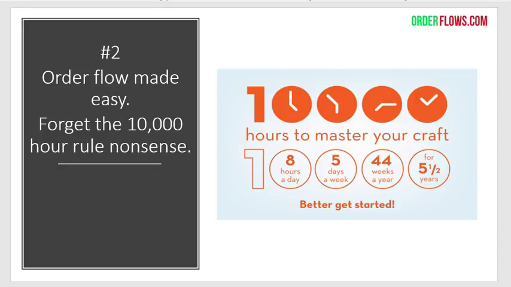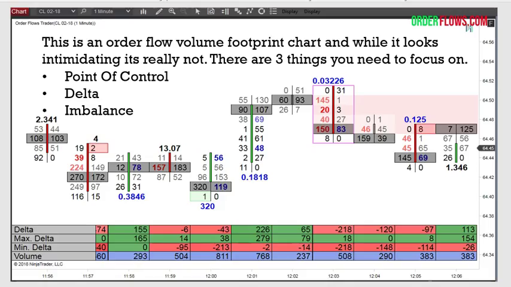And with order flow, once you understand the basics, the pieces will start falling in place, and you'll begin to understand what you're looking at in the market. So this is an order flow volume footprint chart, and it looks intimidating, but let me just tell you, it's not. There are three things, the three building blocks that I call them, that you need to focus on. The point of control, which is the point in the bar with the most volume, and it's usually got a rectangle around it. On NinjaTrader 8, I have a grid, so it's a little bit easier to see.